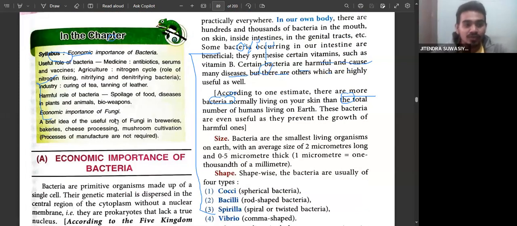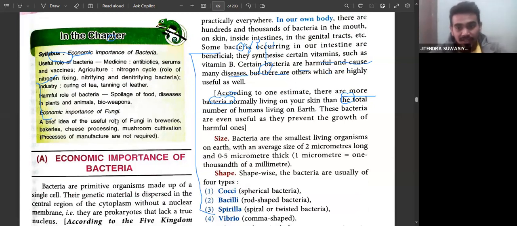Then we also have the harmful role of bacteria, like spoilage of food. So if we keep our food outside for 8 to 9 hours, there will be an attack of bacteria, and because of that the food is spoiled. Then what are the different diseases in plants and animals? What are bio weapons?